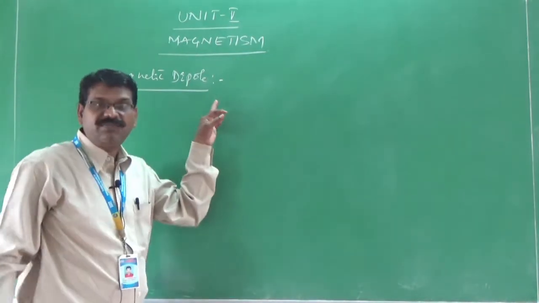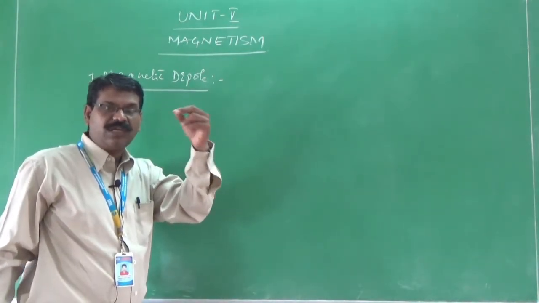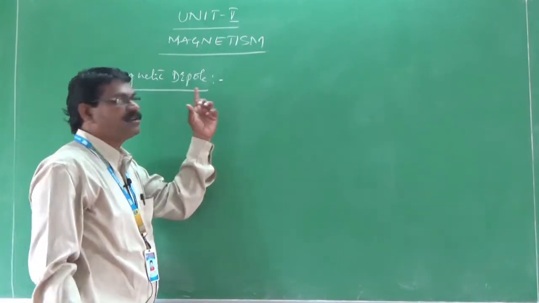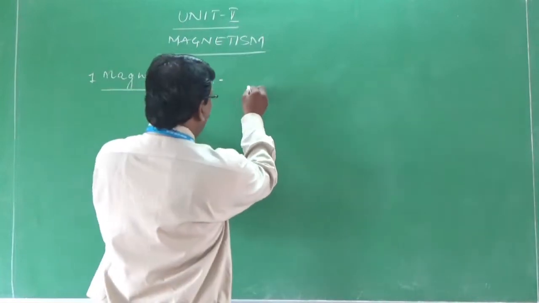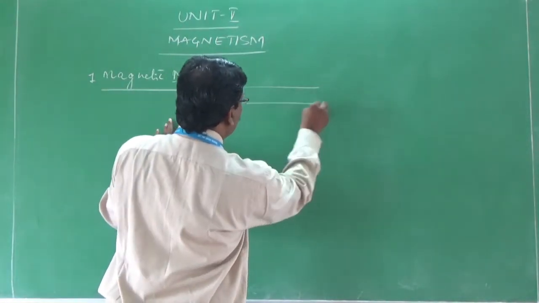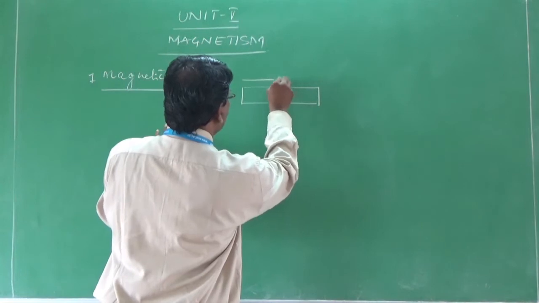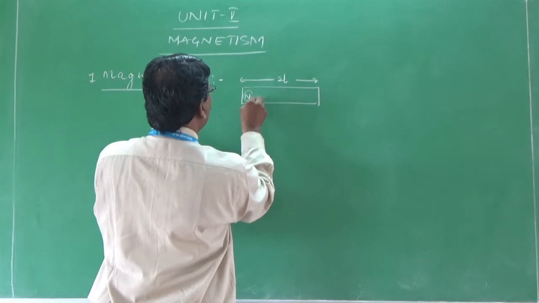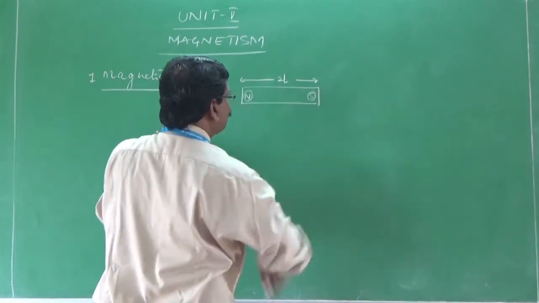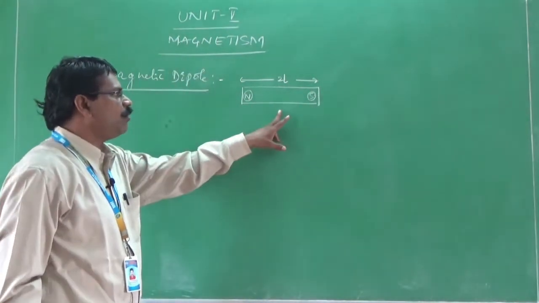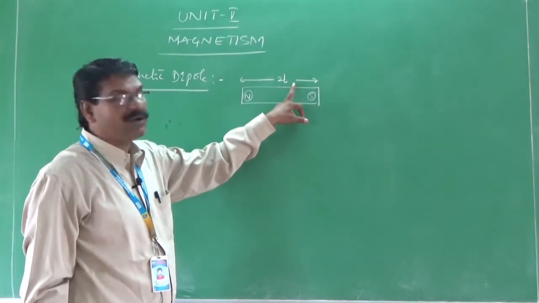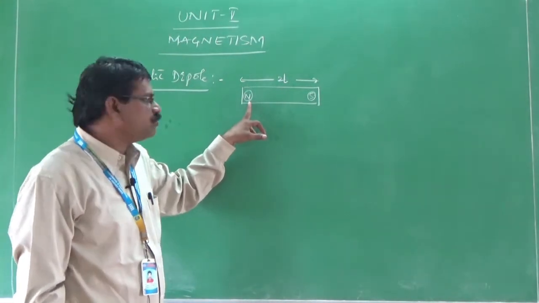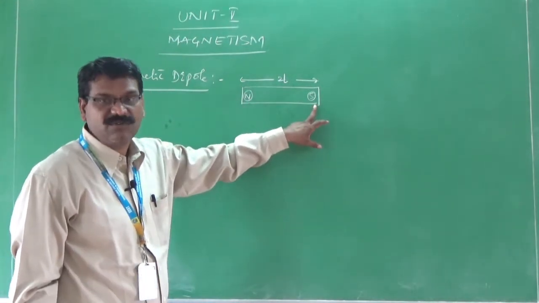A magnetic dipole is defined as a system consisting of equal and opposite magnetic poles separated by a fixed distance. For example, if I have a bar magnet like this, whose length is denoted by 2L, it will have two poles, one is the north pole and the other is the south pole. This N is called the magnetic north pole and this S is called the magnetic south pole.